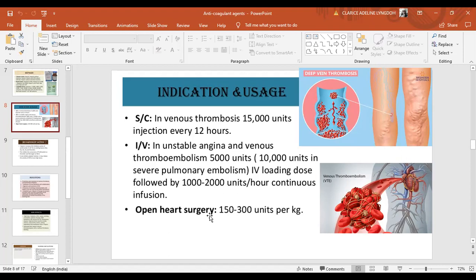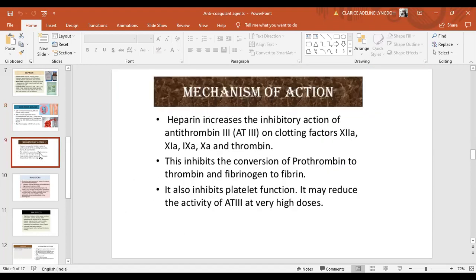Then in open heart surgery, 150 to 300 units per kg. This is the dose if the patient is undergoing any open heart surgery. Here is the mechanism of action.